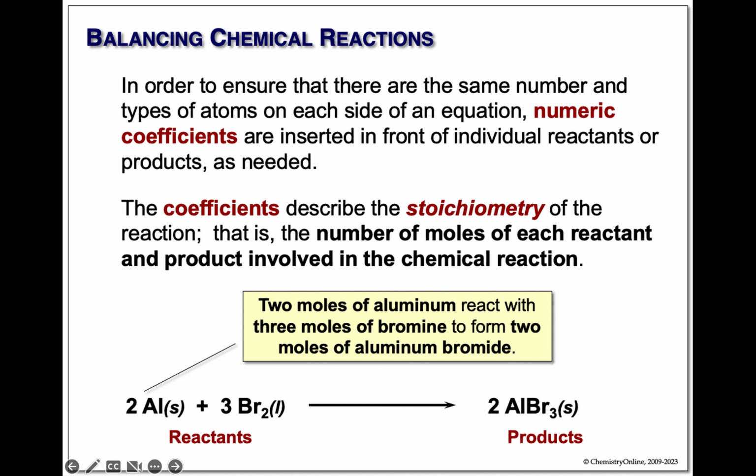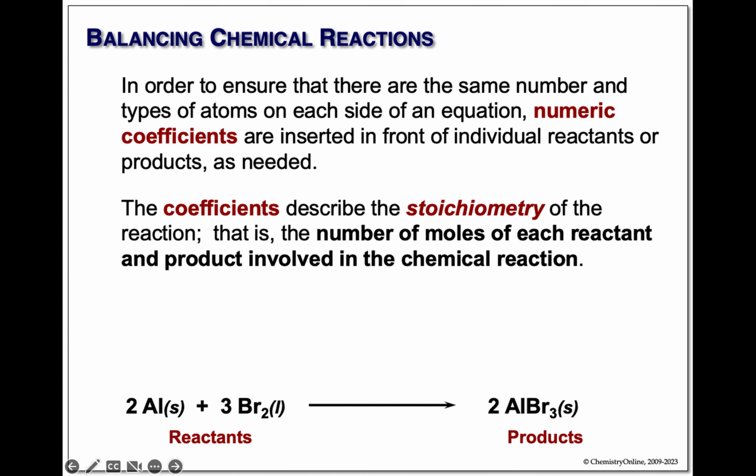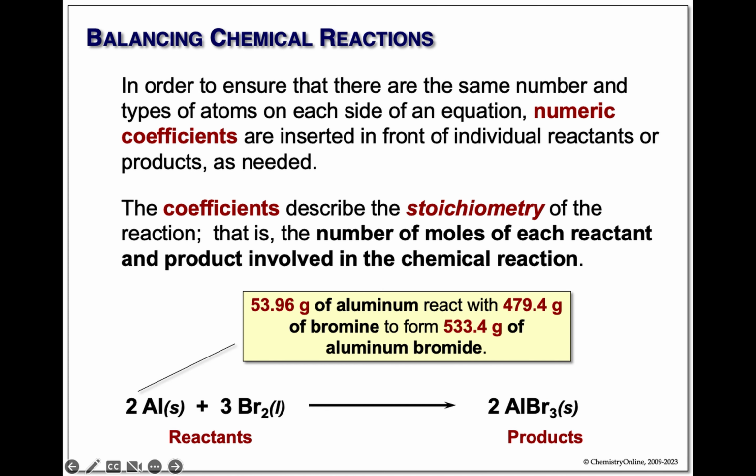When we describe this in terms of moles, remember, moles can also be represented by a molar mass. So we could say, this shows us 53.96 grams of aluminum reacting with 479 grams of bromine, give us 533 grams of aluminum bromide. That's the mass stoichiometry of the reaction. We will do that in chapter 6.